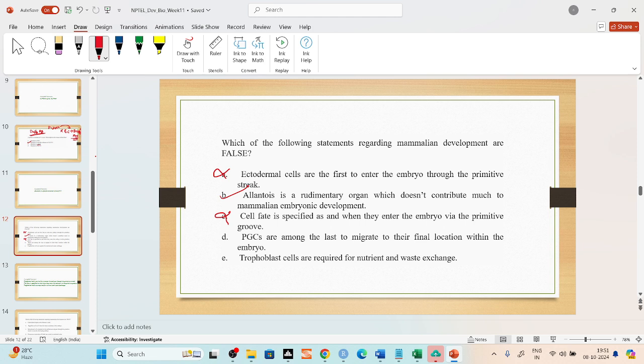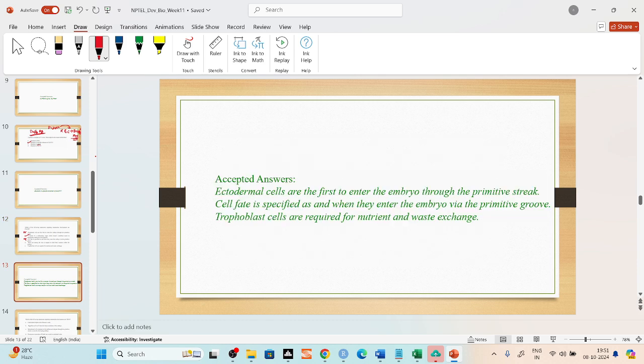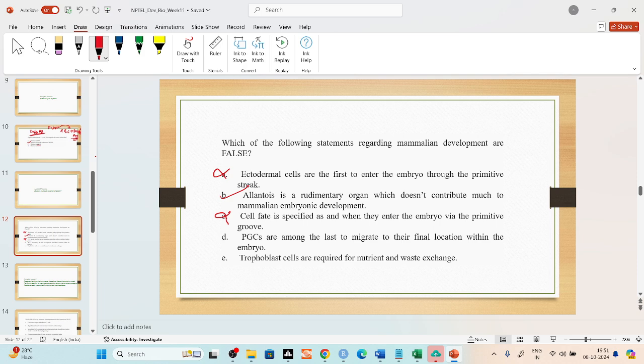Then your last statement is: trophoblast cells are required for nutrient and waste exchange. Now, according to the answers that have been given to you, it has been regarded as a false statement. The most logical explanation that I could think of for why this is false is that while trophoblast cells do facilitate the formation of the placenta and support embryo implantation, they themselves do not directly handle the nutrient and waste exchange. Do you understand? They are themselves not handling this nutrient exchange and waste exchange.